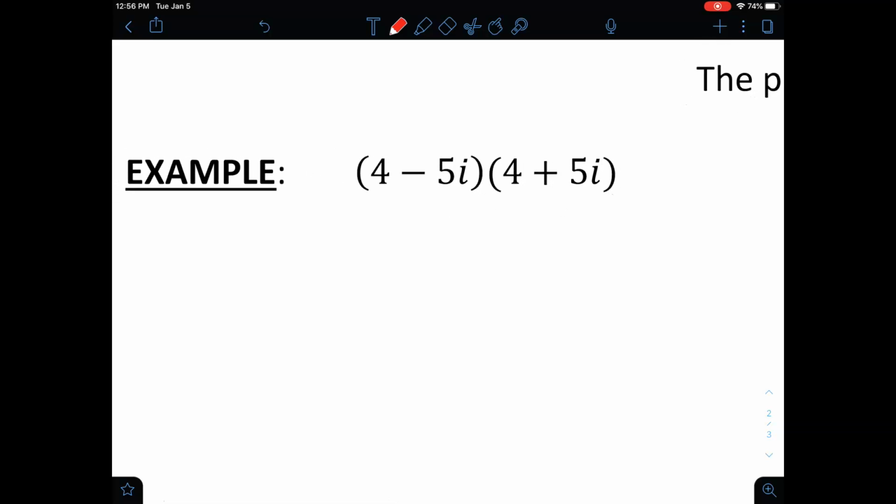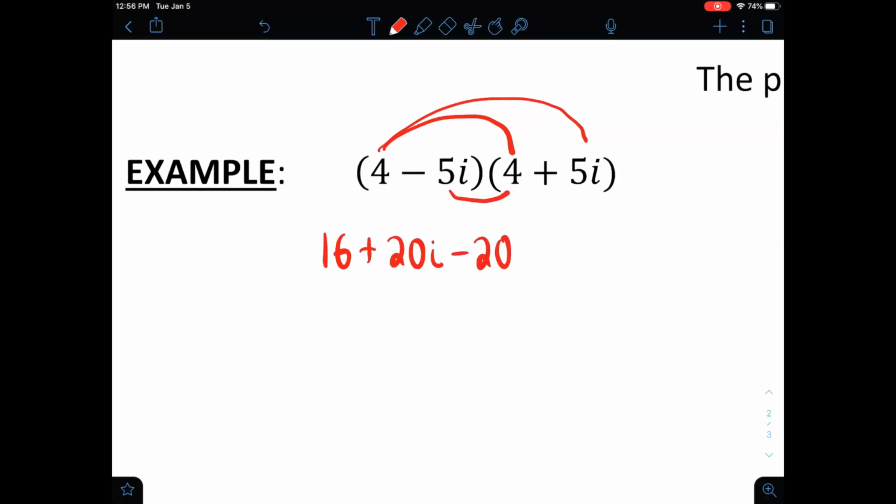It's kind of like difference of squares, right? When you multiply a plus b times a minus b, the middles are going to cancel out. So let's go ahead and FOIL this here. So we got 4 times 4 and 4 times 5i. What's 4 times 4? Well, that's 16. 4 times 5i is 20i. And then negative 5i times 4 is negative 20i. You can see those are going to cancel out. Then negative 5i times positive 5i is going to be negative 25i squared.